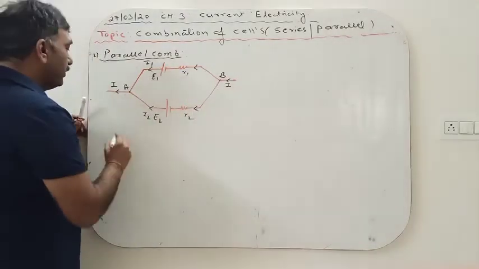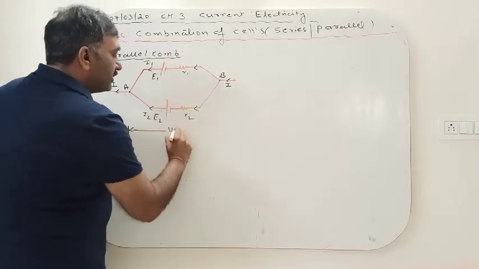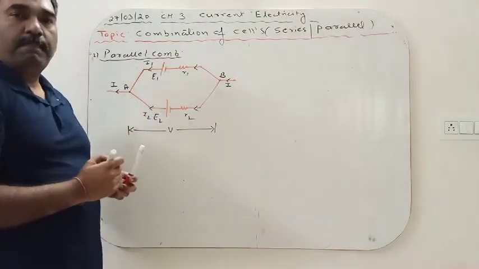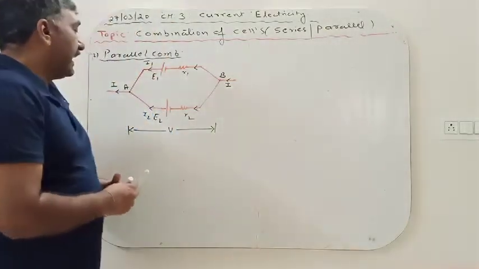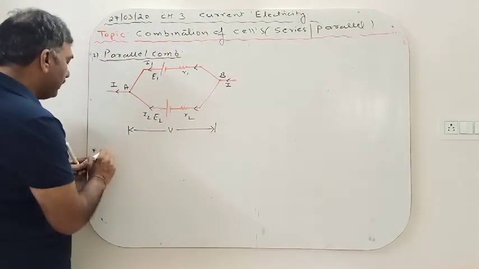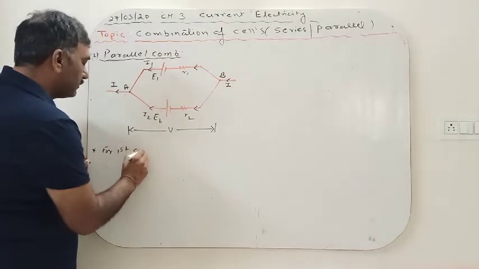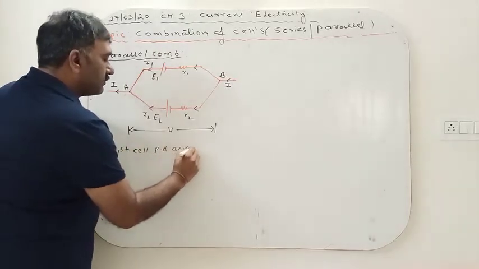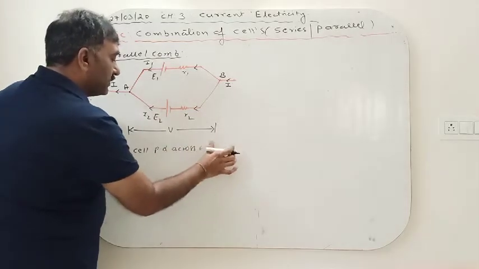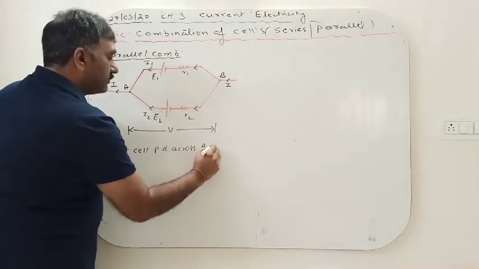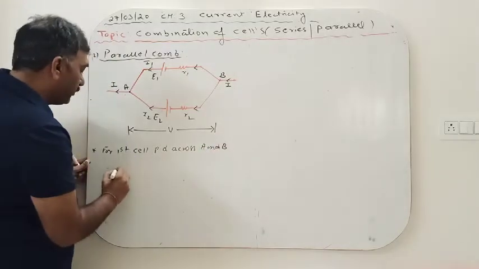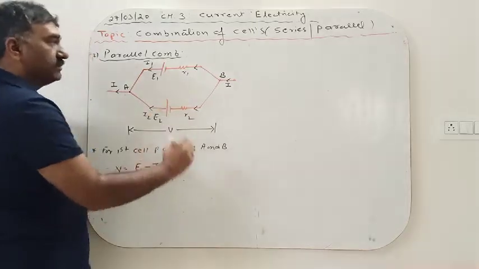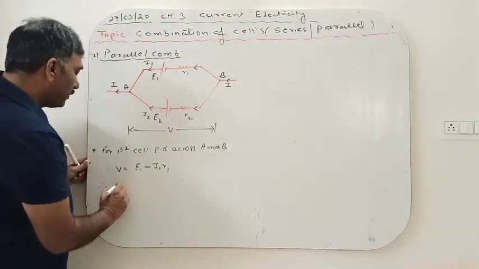The circuit is closed, and V is the potential difference between the two ends A and B. We already know that for the first cell, the potential difference across A and B is V is equal to E1 minus I1 R1. So what is the value of I1?